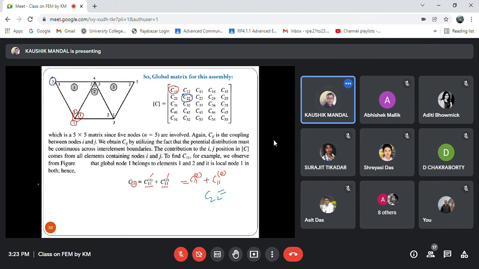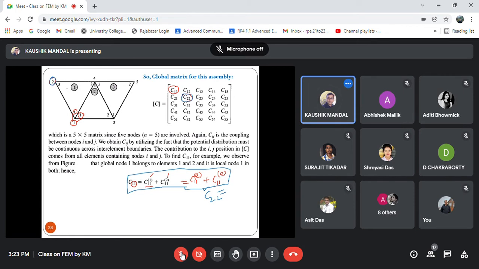Hello. Am I audible? Yes, sir. Then please tell me, if you have no problem understanding my previous discussion regarding this particular element of the global coefficient matrix, then I think we should talk about this C22. What will be C22?